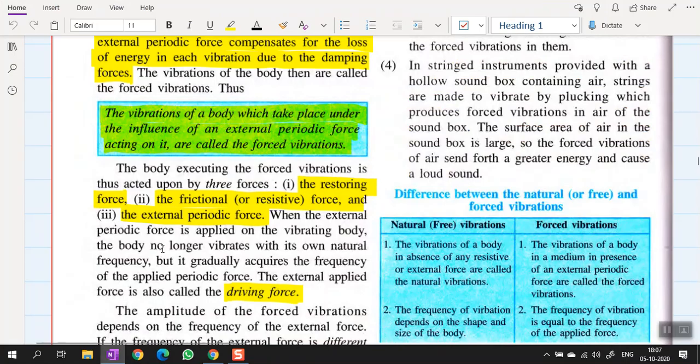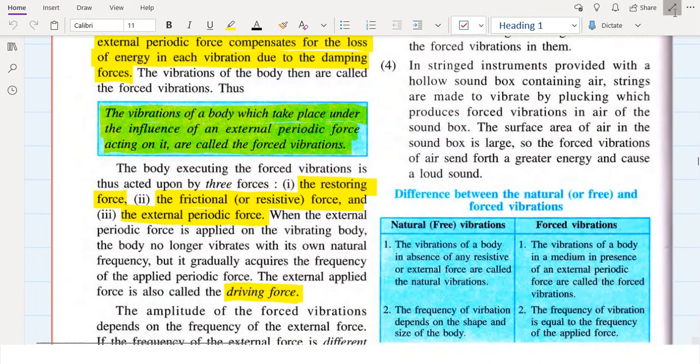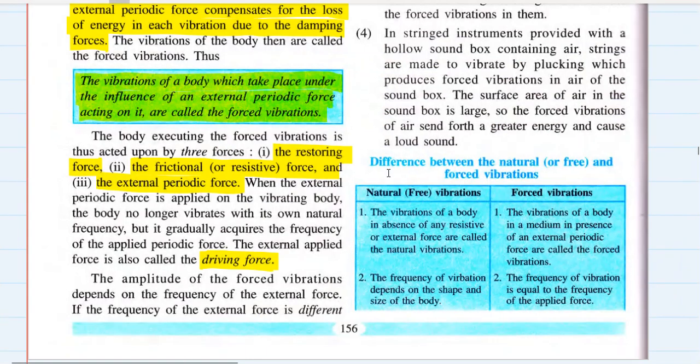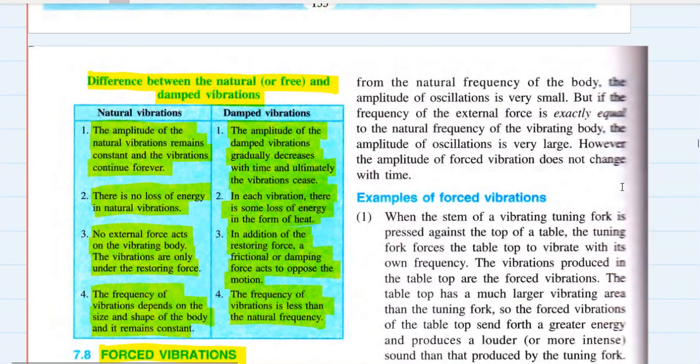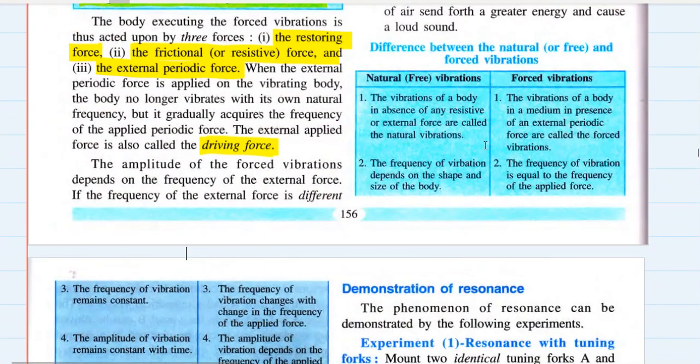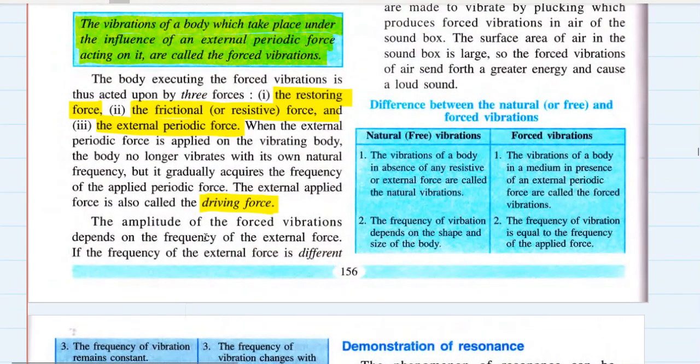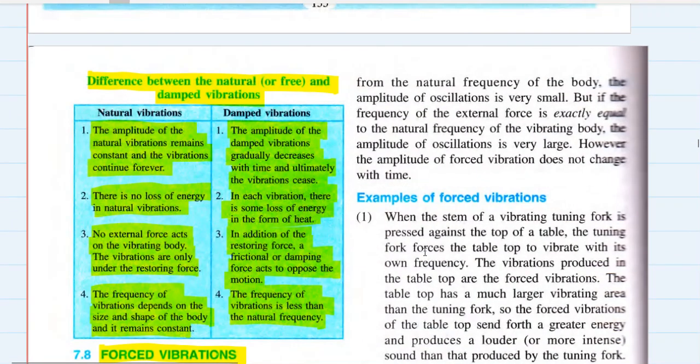So these all are examples of forced vibrations, where there is a driving force which forces the body to vibrate, not with its own natural frequency. Okay, so there are some more things. The amplitude of the forced vibrations depends on the frequency of the external force. If the frequency of the external force is different from the natural frequency of the body, the amplitude of oscillations is very small.